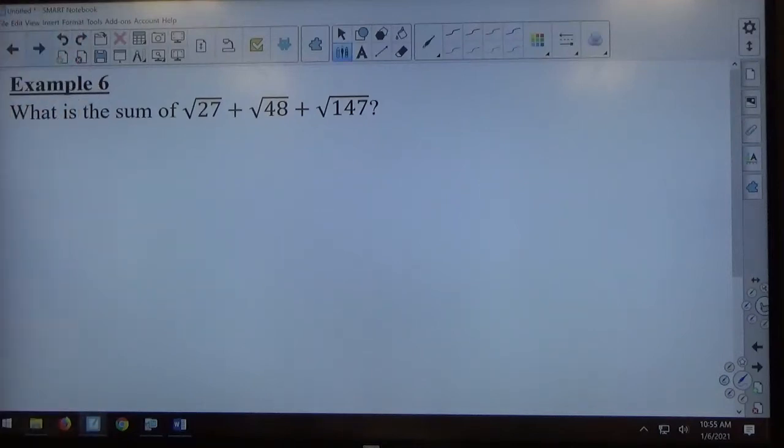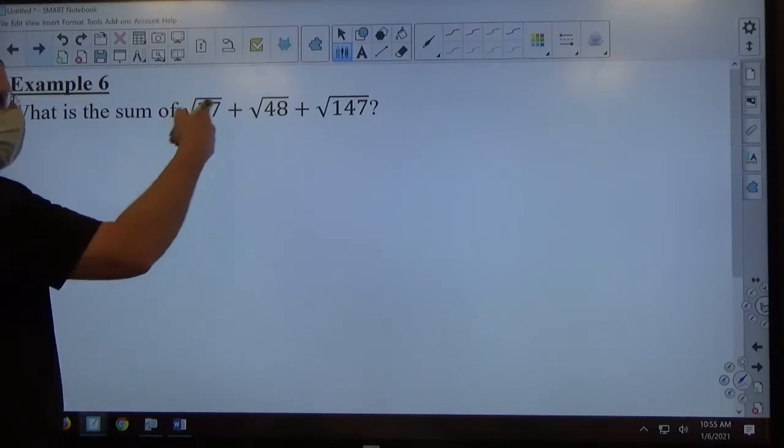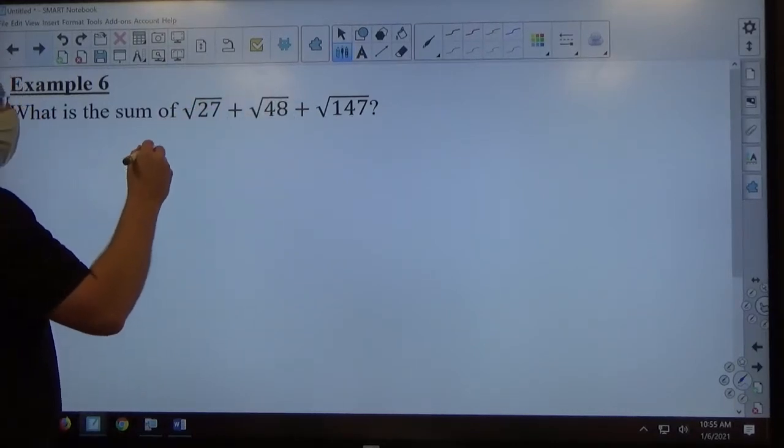Okay, example six, what's the sum of the square root of 27 plus the square root of 48 plus the square root of 147? So again, these are all square roots, square root, square root, square root. First thing I would do is do a factorization.